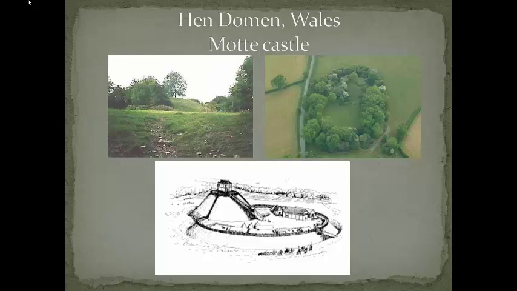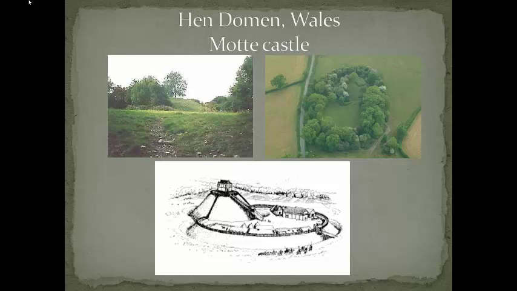Okay, so the first example we've got here is a type called a motte. A motte is distinguishable because it's an earthwork base, earth base, and if you are identifying it, it looks like an upside down Christmas pudding. So it's like a raised mound, but with a flat top, because you put stuff on top of the flat top.